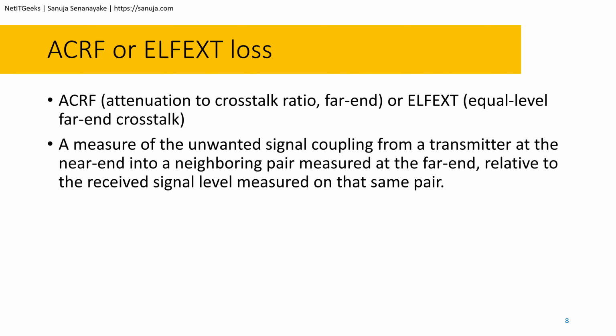So ACR can be used to define a signal bandwidth, let's say 300 megahertz or 200 megahertz for category 6 cables, where signal to noise ratios are sufficient to support certain applications. So typically for category 6 cables, 200 megahertz is where the signal to noise ratio is sufficient to support the applications.